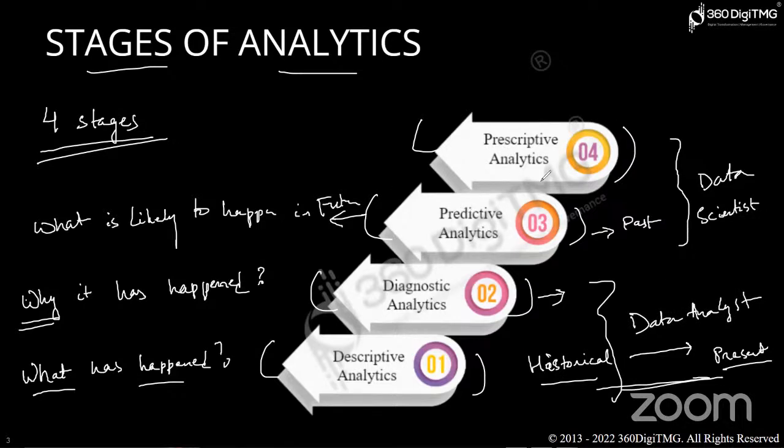And the last step is prescriptive analytics. Here the data scientists have to give solutions, or we can say recommendations, to prevent whatever issues are likely to happen in the future, or give recommendations to further better their organization. So these are the basic 4 stages of analytics.